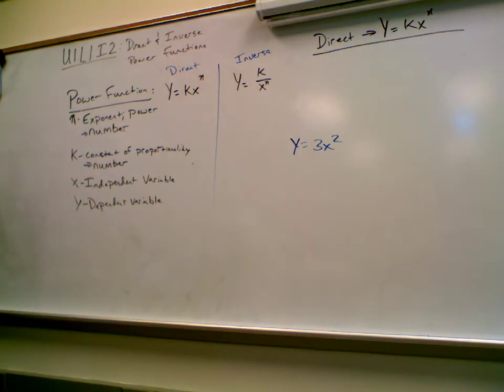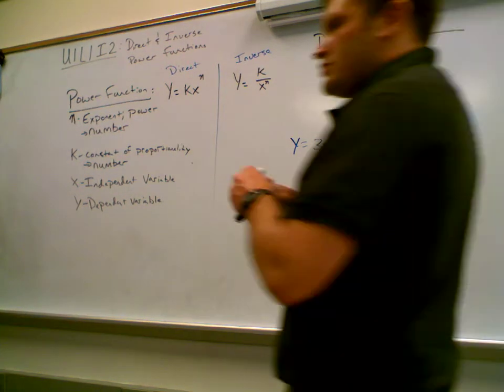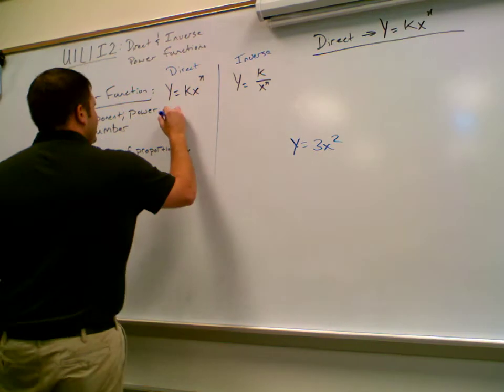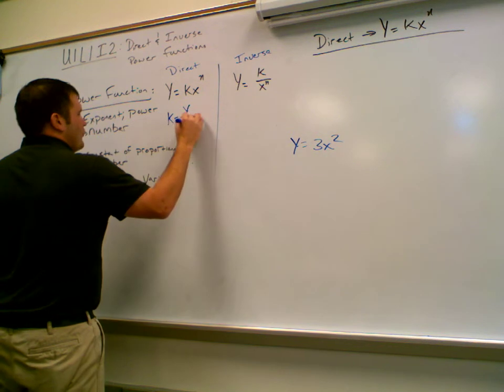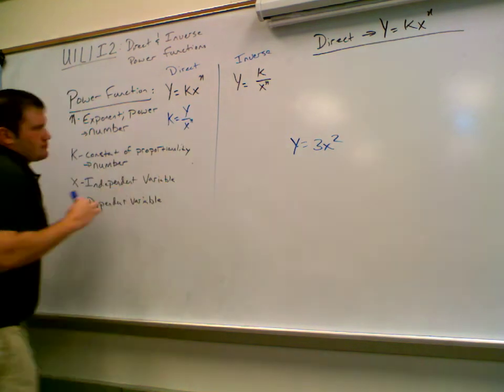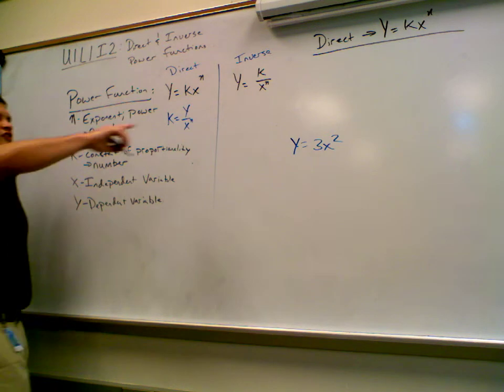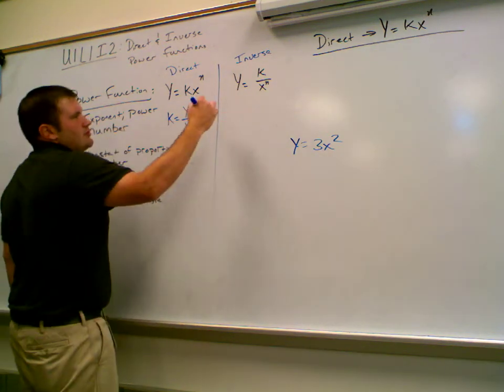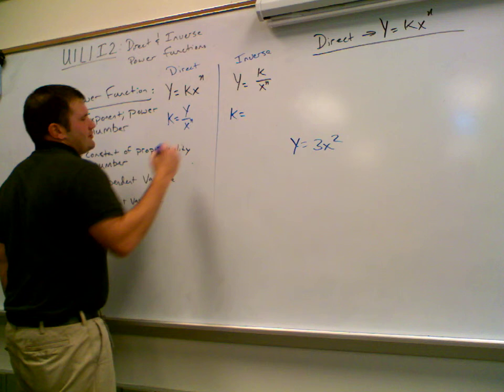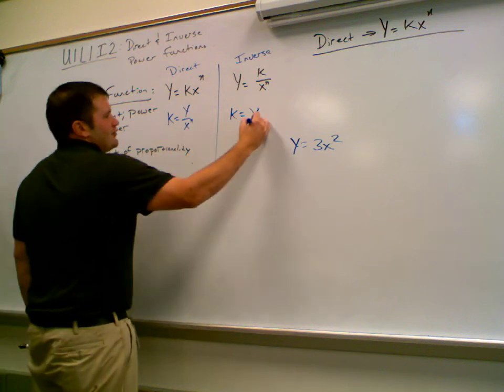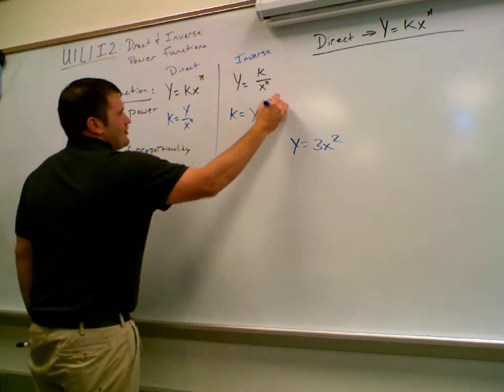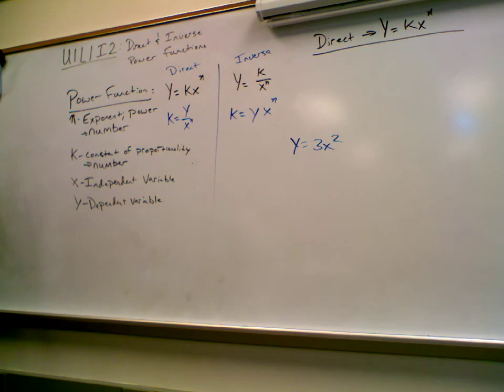Now, can I write these equations in a different way? Yes. How, Chris? Start with direct. How can I write direct in a different way? K equals y over x to the n, right? Okay. How can I write the inverse one? K equals y times x to the n. Good. Those are the alternate, equivalent ways of writing the equations.